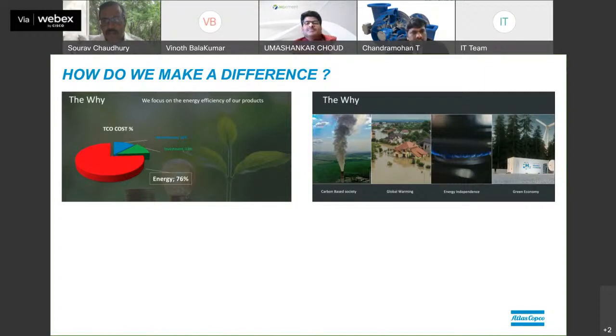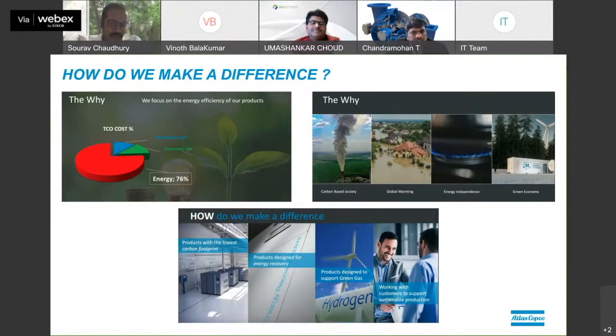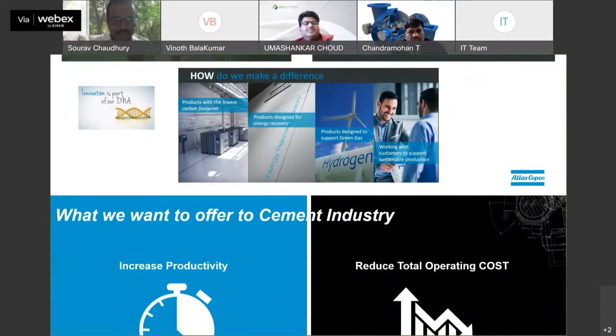Innovation is a part of the DNA of Atlas Copco. Every year we invest almost 5 to 6% of our overall revenue in R&D activities to come up with more and more energy efficient products. So how do we do that? We try to challenge ourselves. We try to make the products which are already efficient further efficient, and we're going to discuss a few of those in the subsequent slides, and how we can contribute and help the cement industry.